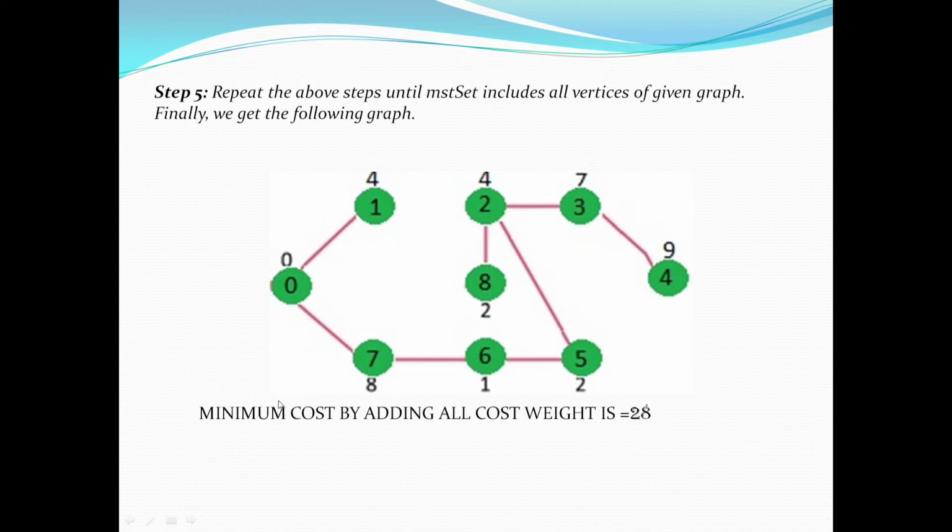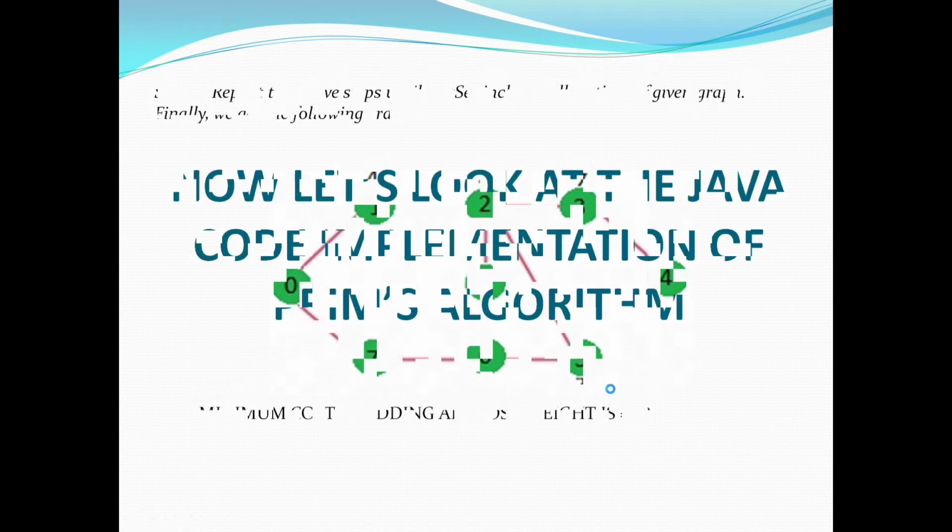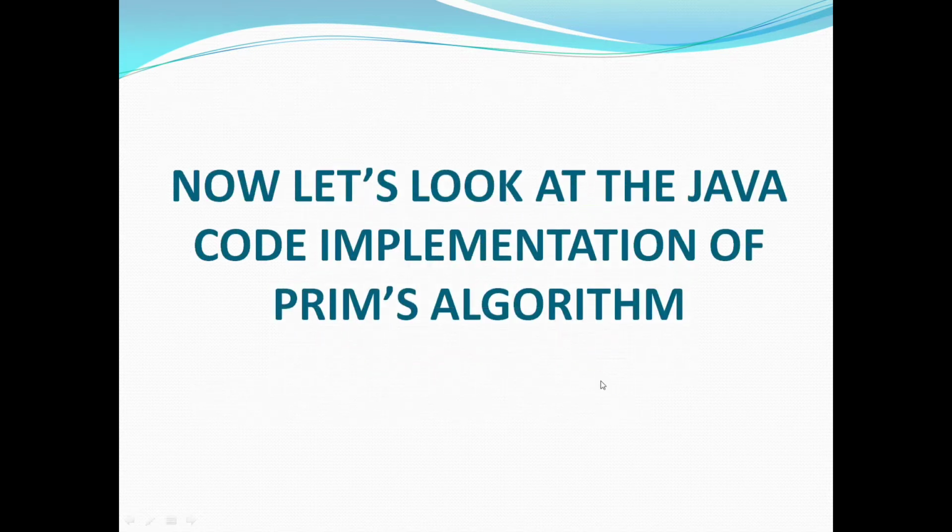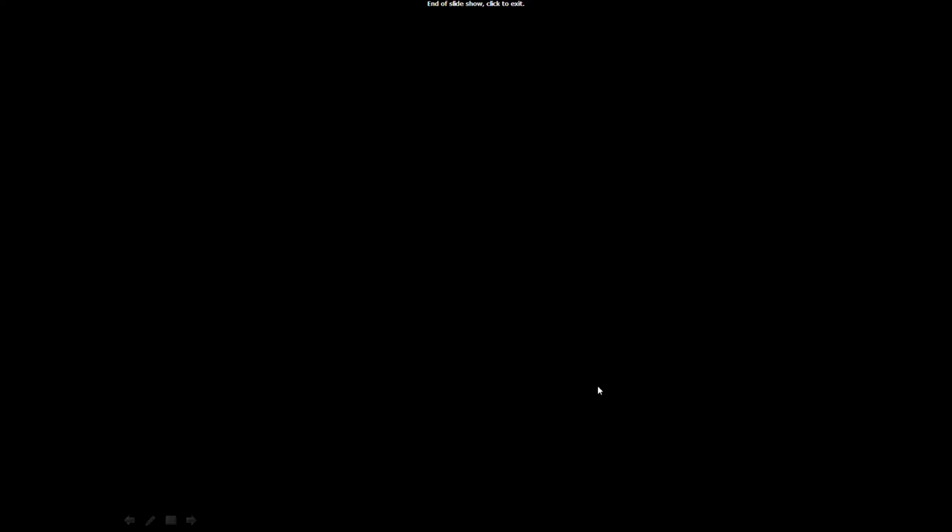So the minimum cost, adding all the edge weights, is 28, which is the value of 4 plus 0 plus 8 plus 1 plus 2 plus 4 plus 2 plus 7 plus 9. So this is a small example for Prim's algorithm. Now the Java code implementation of Prim's algorithm will be explained by my friend Suhan. Thank you.